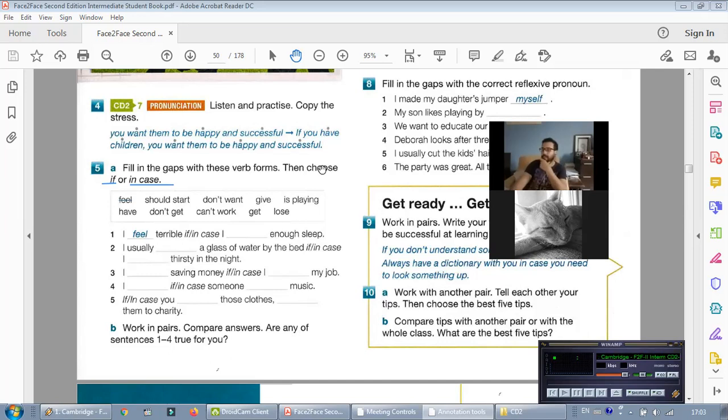So here now you have to think, okay, I have an easier idea. Why don't you leave the if and in case for the second part of the exercise? So in the beginning, just fill in the gaps with the verbs. This way it's easier, and then you can focus on if or in case. I don't get sleep. I don't get enough sleep. Okay, I don't get. Let's leave if or in case for now, you can decide later.